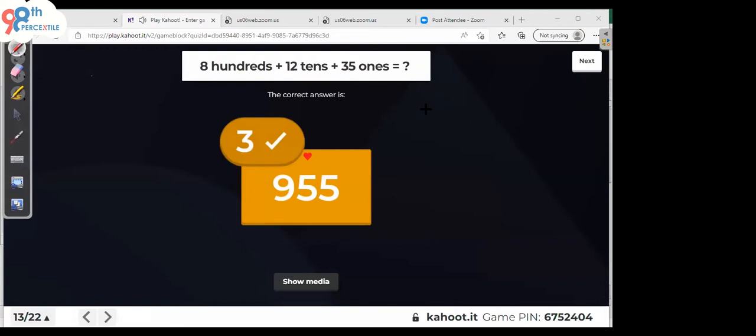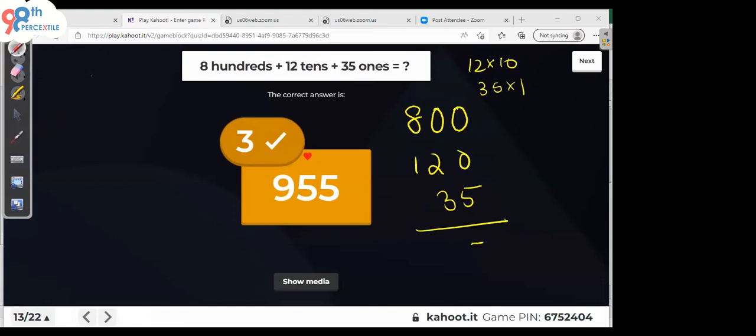Okay, 800s. See, what 800s means is 8 times 100. 12 tens, that means 12 times 10. That is 120. And 35 ones means 35 times 1. And that is 35 here. So here it will be 5. Here it will be 5. And here it will be 8 plus 1, equal to 955.